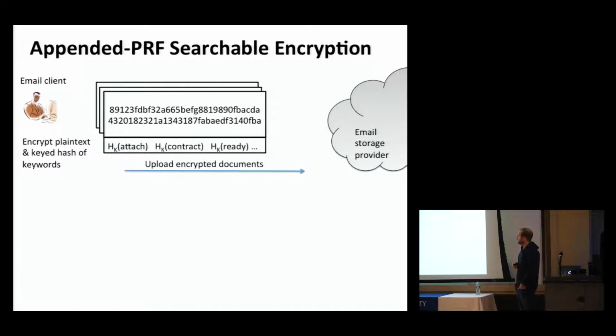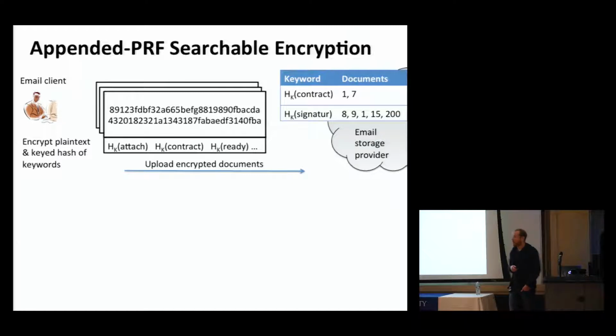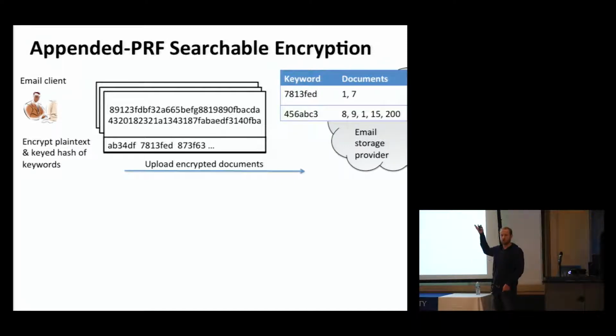You can upload these to the storage provider. And the storage provider can actually do what they did before, which is generate an index, but now using these hash values will get picked up as keywords, and will, again, have the document identifiers in the table. And of course, from the email storage provider's perspective, these hash values just look like random junk. They don't have the keys. The keys are all kept on the client side.